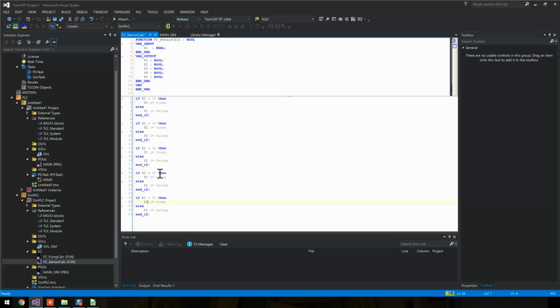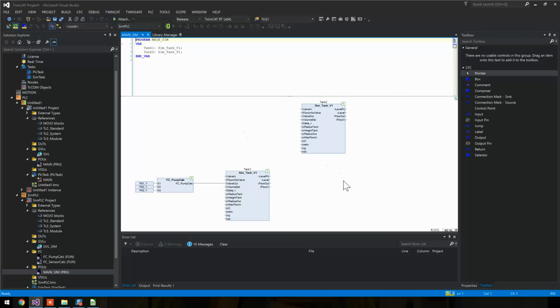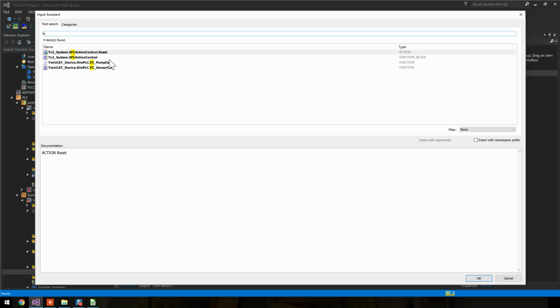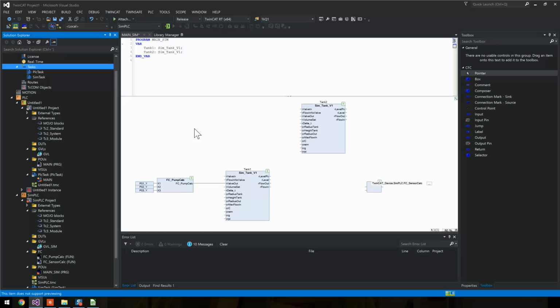And then the sensor 5, 4, and 3, that should do it. So if the input is less than 10, then y1 is false. If it's greater, it's true. So hopefully this should do it. Really don't need all of this.